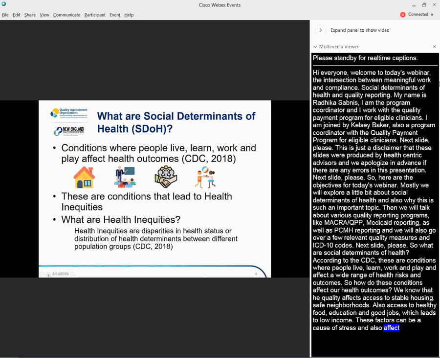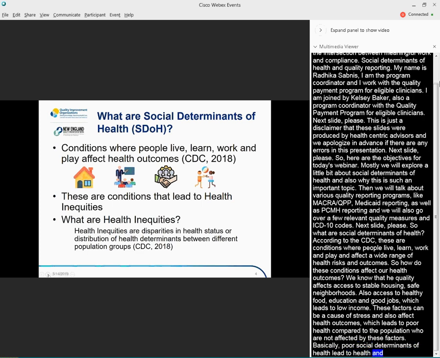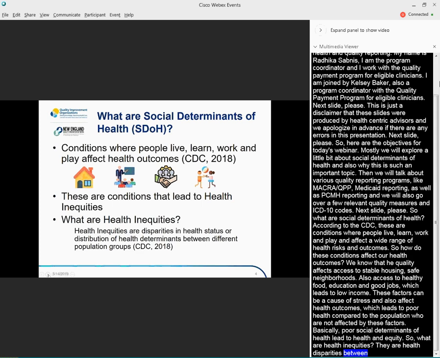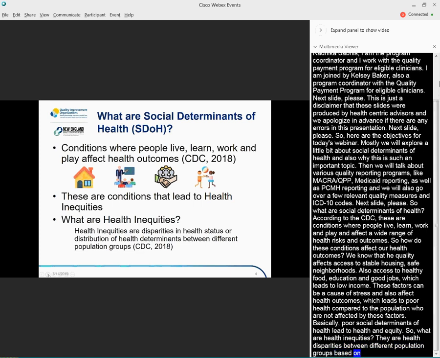So basically, poor social determinants of health lead to health inequities. So what are health inequities? They are health disparities between different population groups based on distribution of health determinants arising from social conditions in which those people are born, grow, live, and age.